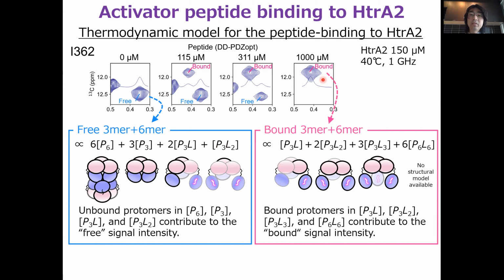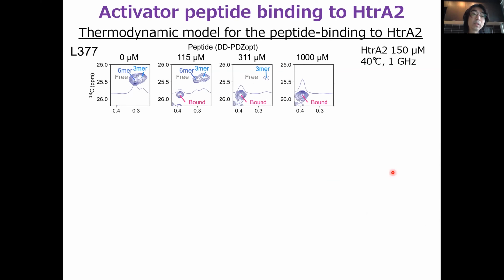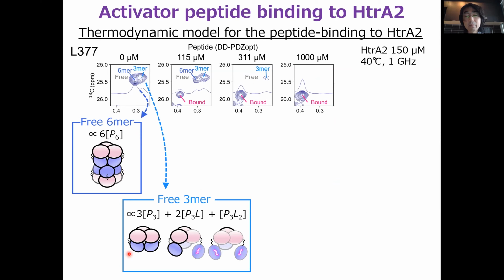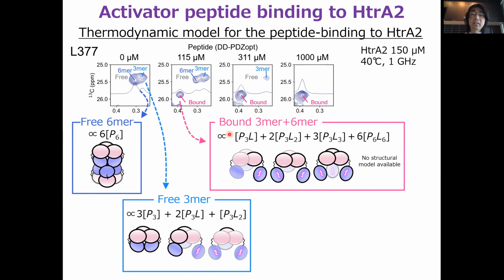In the same way, this bound signal intensity can be represented as an overlay of 1-bound, 2-bound, 3-bound trimer, and a fully bound hexamer. And bound protomers in these states all contribute to the bound signal intensity. In the case of leucine 377, we could resolve the hexamer and trimer state in the free state signal, and the free state signal is again an overlay of free trimer, 1-bound trimer, and 2-bound trimer. And the bound signal is again an overlay of 1-bound, 2-bound, 3-bound trimer, and a fully bound hexamer.